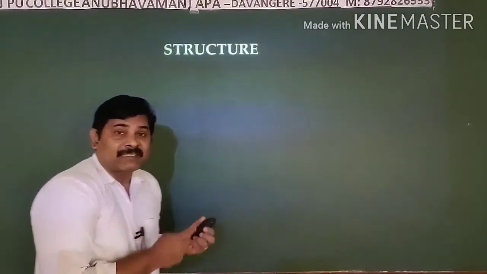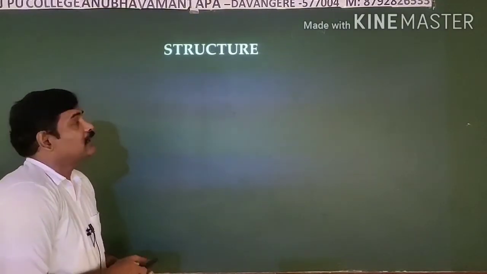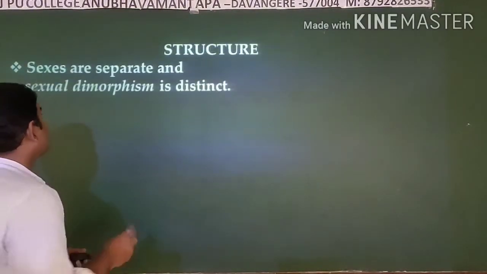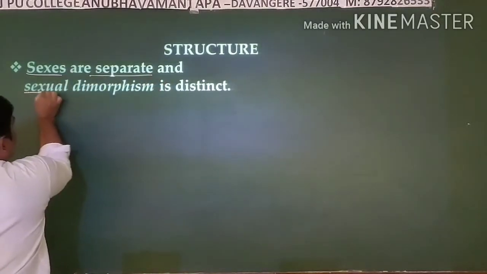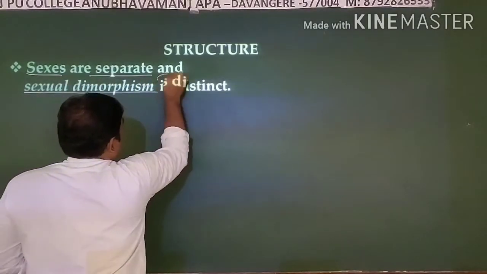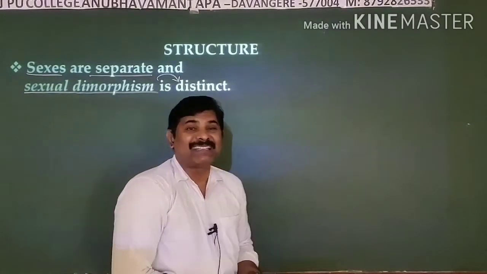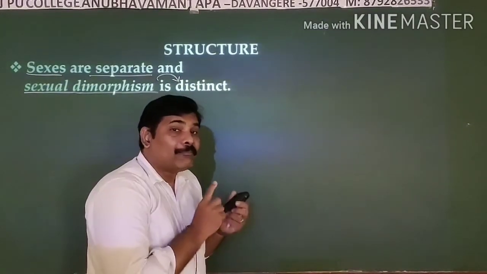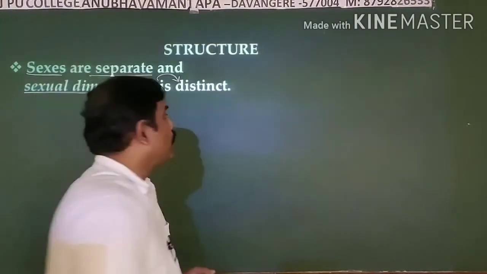When you see the structure, the male and female sexes are separate, and they exhibit sexual dimorphism, which is an important part and very clear. This indicates that the male worm is different from the female worm morphologically, even internally also, right? We will see the male worm now.